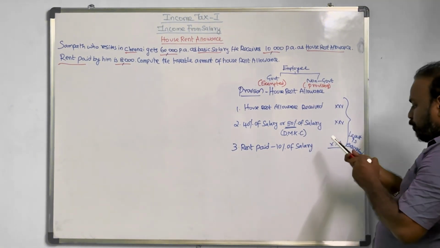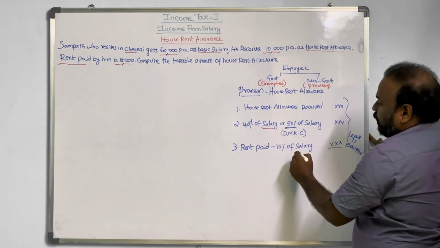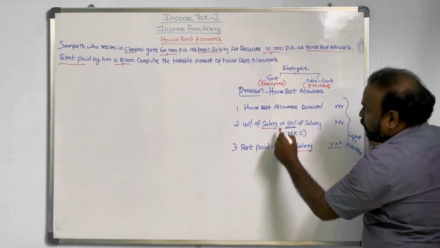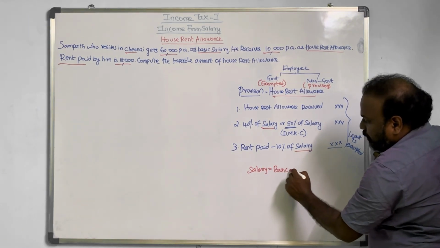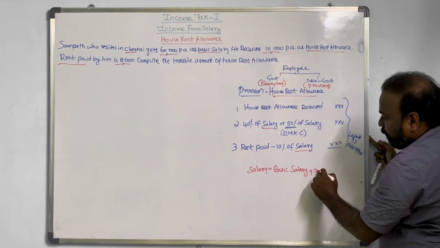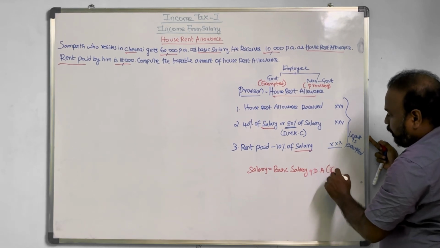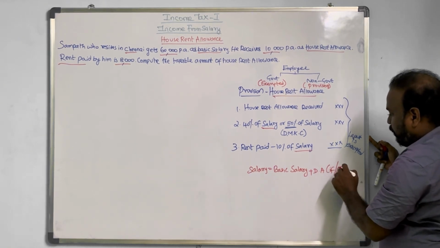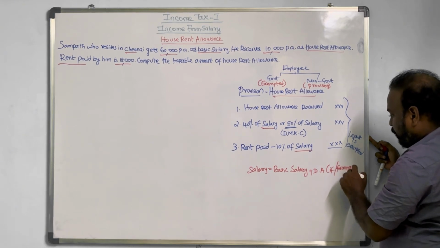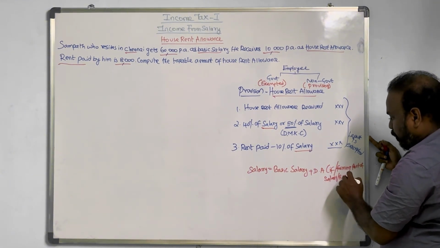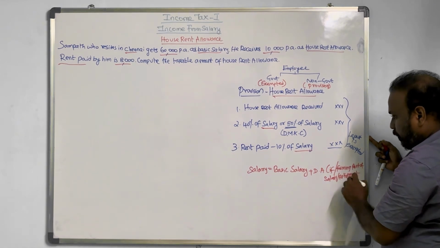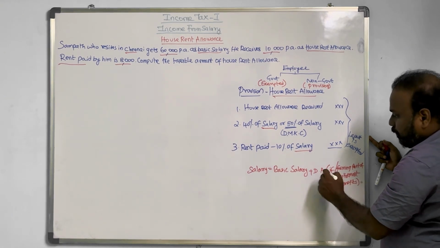This is the provision, and you need to know what is meant by salary for the purpose of calculating house rent allowance. Salary is equal to basic salary plus DA. DA refers to dearness allowance, if it enters into forming part of salary or enters into retirement benefit. Like that, if it is given in the question, we need to consider it. Otherwise, DA should not be taken.